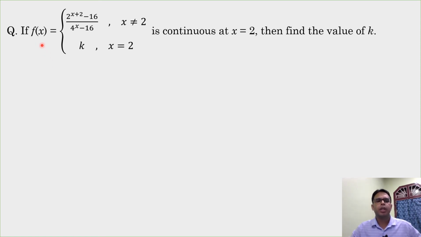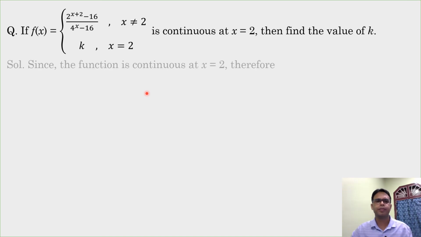In the question, the function f(x) is continuous at x equal to 2. It is given that the function is continuous, and we just have to determine the value of k. Function continuous means the limit value and the function value are equal. The limit value is obtained from the not-equal line, and the function value is obtained from the equal line. So let us go to the solution.